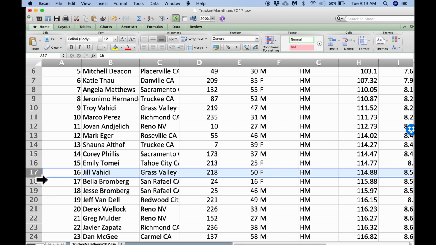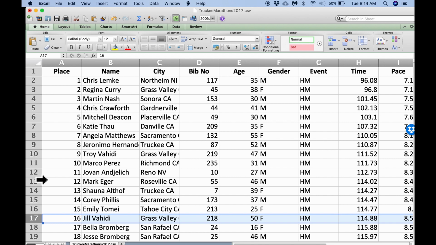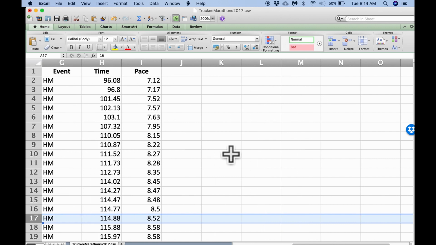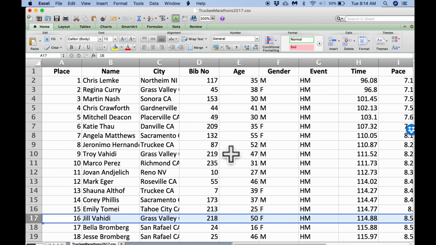So here's another way of storing the data for this race in rows and columns. We can see the columns are labeled place, name, city, bib number, age, gender, event, time, and pace. So we've got a few more variables in here that we didn't include on the index card, but those are helpful for the race management situation.